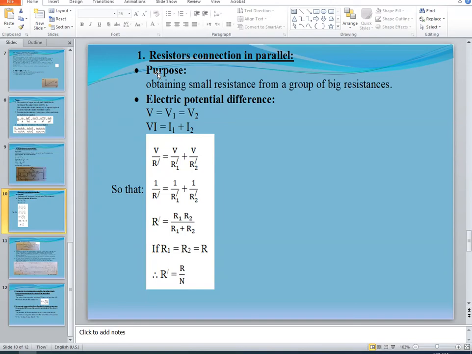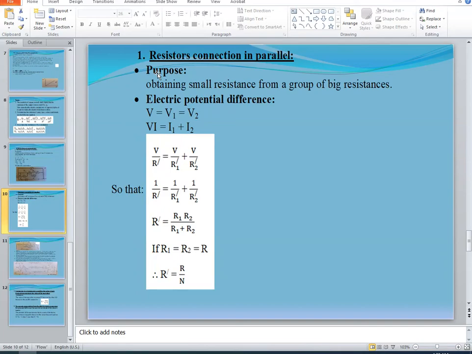So V1 will equal V2 will equal V. But I equals I1 plus I2. I total equals I1 plus I2. So we will replace I. It will be V total over R total equals I1, which is V1 over R1, plus I2, which is V2 over R2. So we can cancel all these V's together because all the electric potential differences are equal. So here 1 over R dash, 1 over R equivalent, equals 1 over R1 plus 1 over R2.